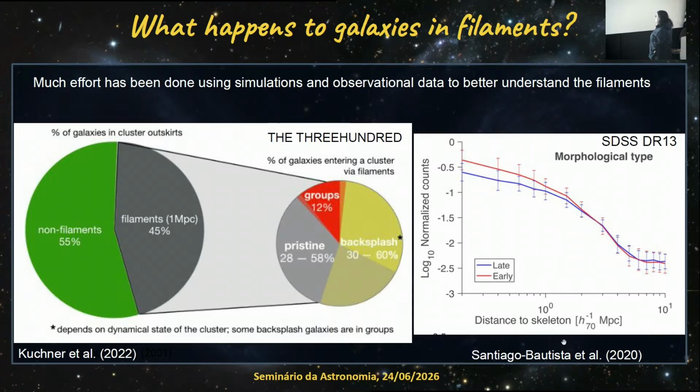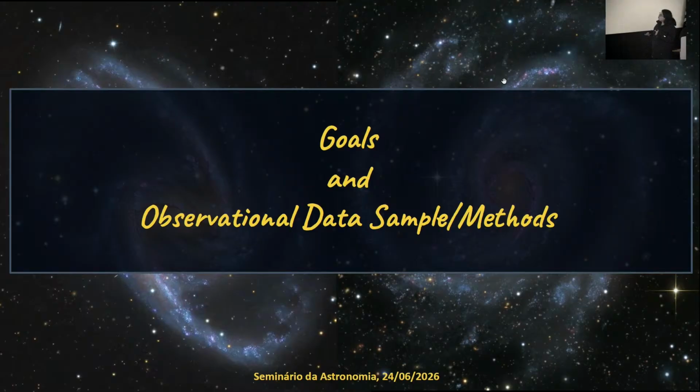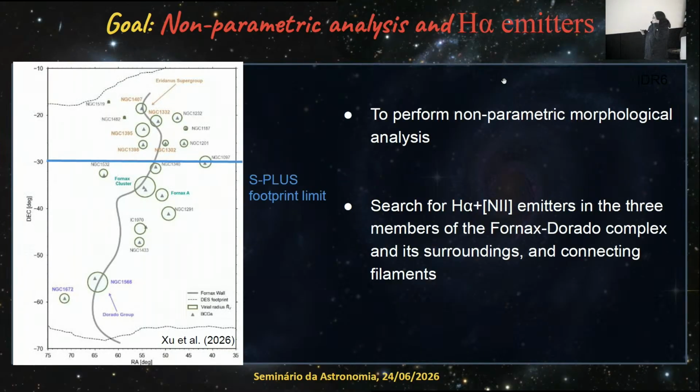Here is a work done with observations in this regard. Like I mentioned, there's been some effort to better understand what's going on within the filament with observations as well. This was done with SLOAN data. And they also see something similar to the simulations: as you go closer to the spine of the filament, closer to the bases of the filament, you get more early-type galaxies. So it seems like they quench the star formation. It's pretty clear.